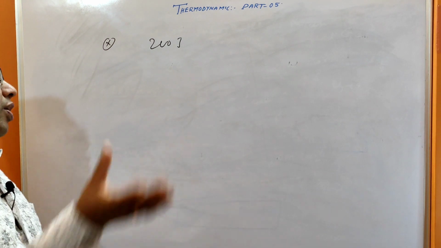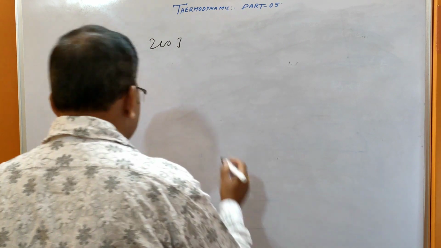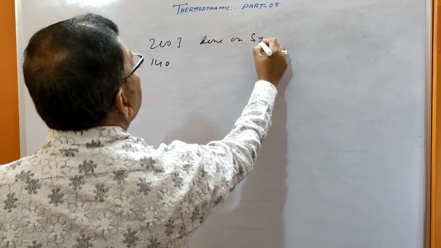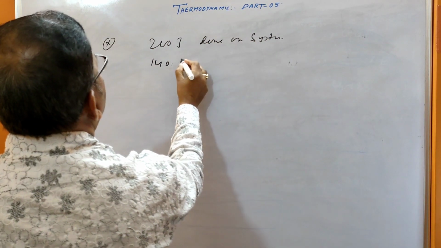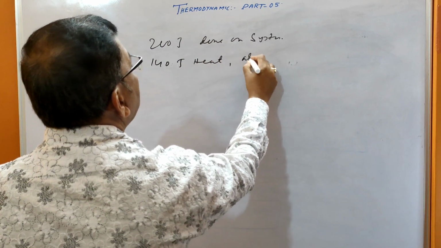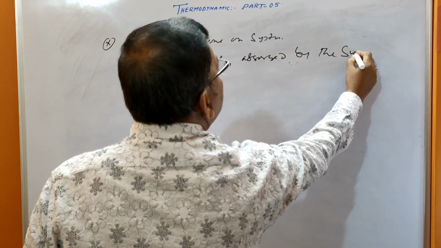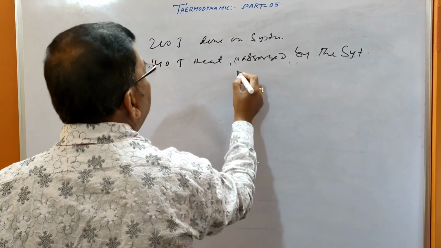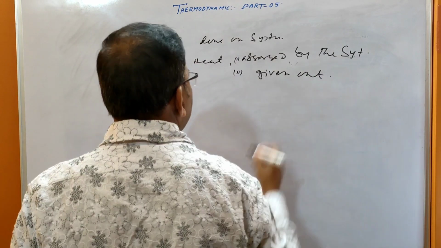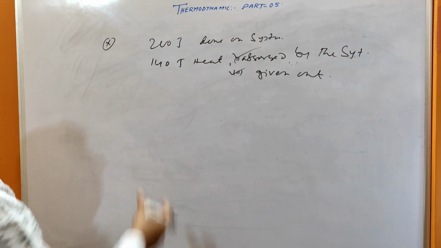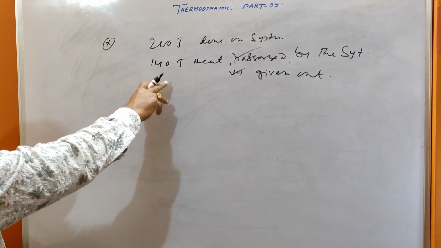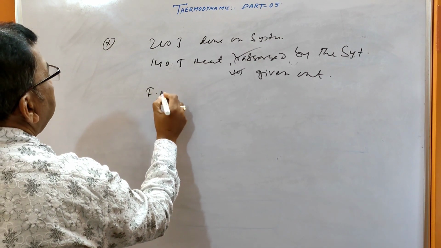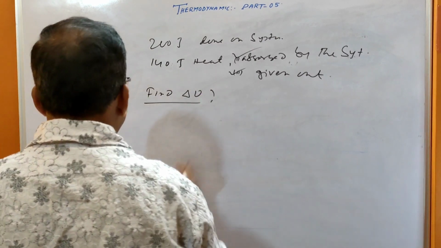200 joule of work is done on the system, and 140 joule of heat is absorbed by the system. The heat may be absorbed or may be given out, both conditions are possible. With 200 joule of work done on the system, in case 140 joule of heat is given out by the system or absorbed by the system, find delta U.